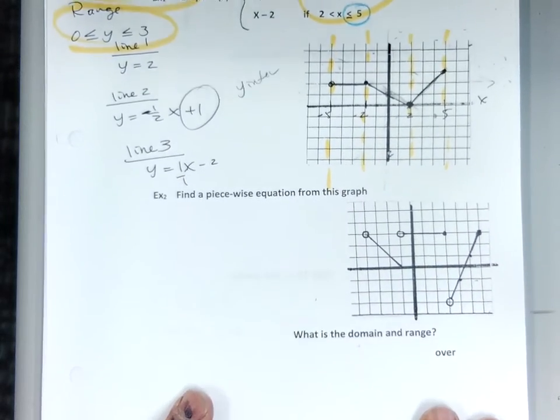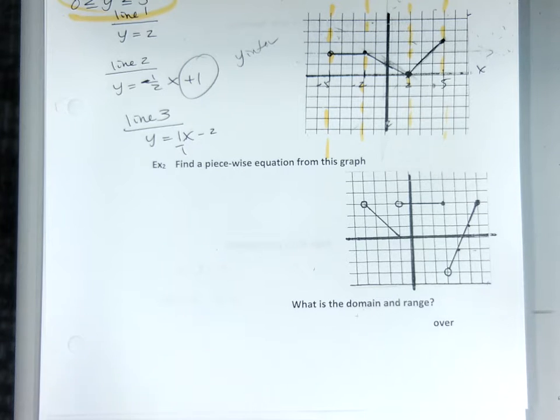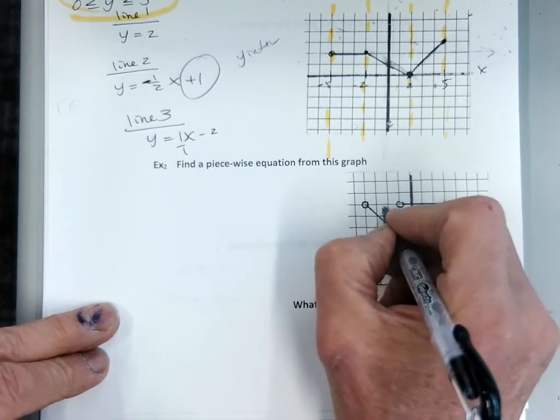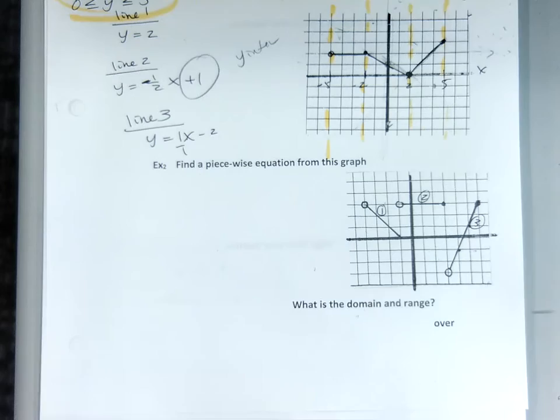All right, example 2. Let's do the opposite. Let's make an equation, okay? So first of all, I have 3 lines. So I like to do this. Line 1, line 2, line 3. I just like to write what they are.